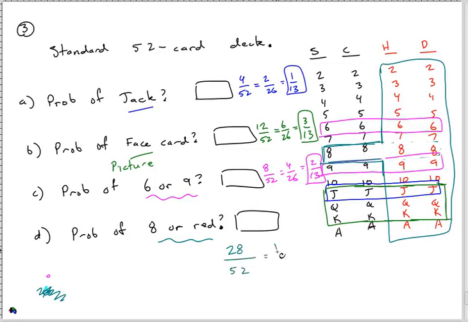Again, you can keep reducing this down. I got a 14 out of 26. I got a 7 out of 13. And there you go. Cool. So, just showing you how this works. Don't select any cards twice, etc., etc.